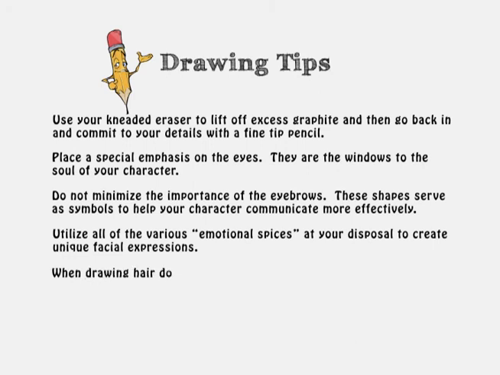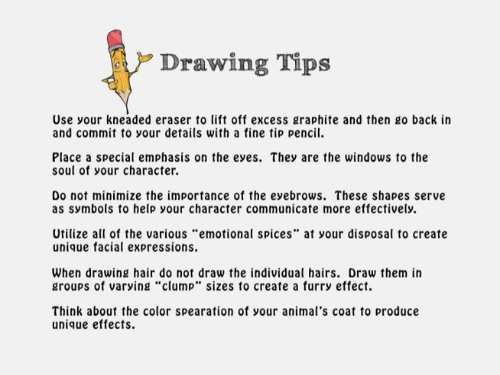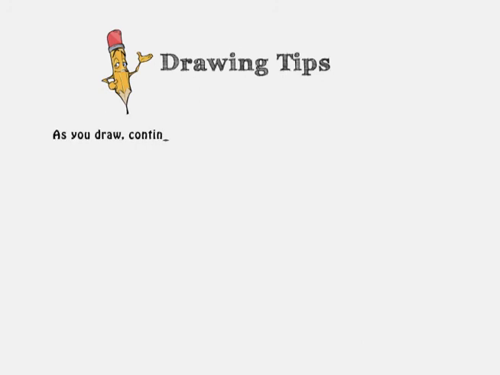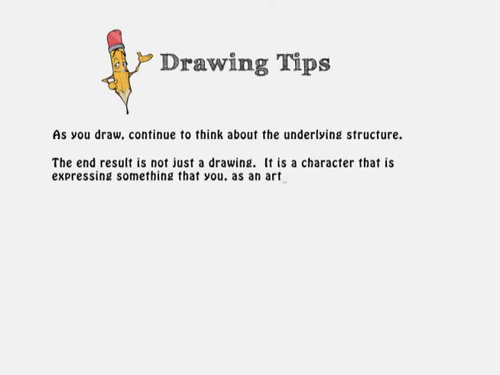When drawing hair, do not draw the individual hairs. Draw them in groups of varying clump sizes to create a furry effect. Think about the color separation of your animal's coat to produce unique effects. As you draw, continue to think about the underlying structure. The end result is not just a drawing, it's a character that's expressing something that you, as an artist, want it to say.